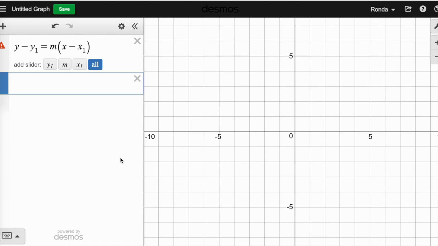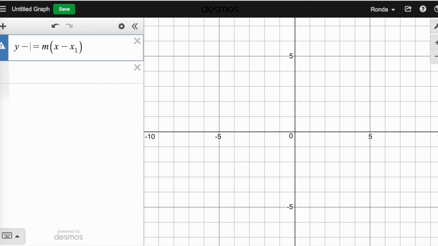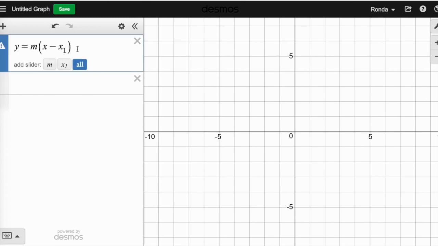Today's lecture is on linear approximation. We are going to start with the equation of a tangent line, and we're going to manipulate it a little bit. Instead of y minus y1, I'm going to add the y1 to the other side so that I have y by itself, plus y1 on this side.